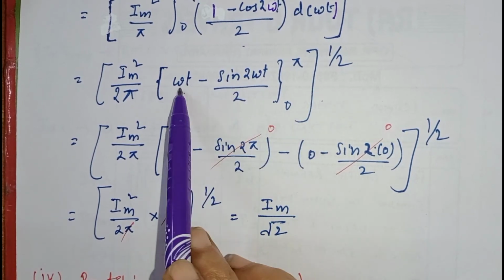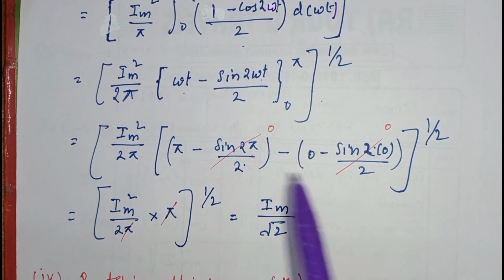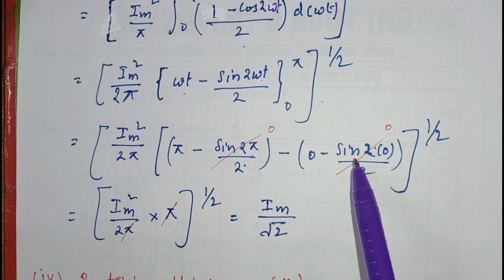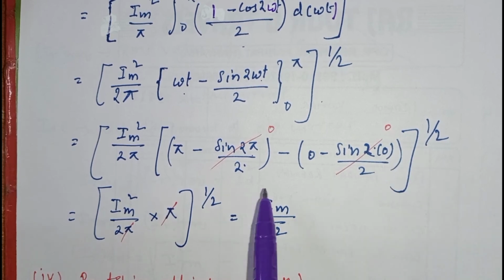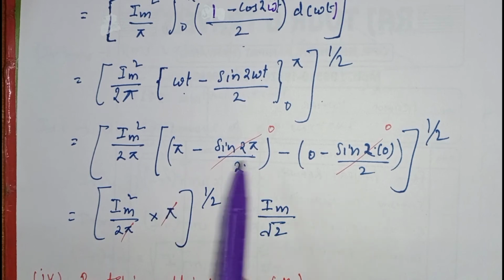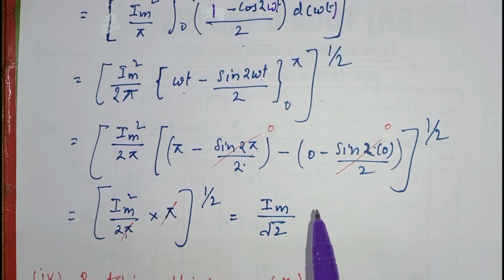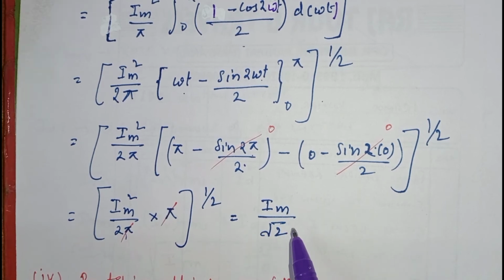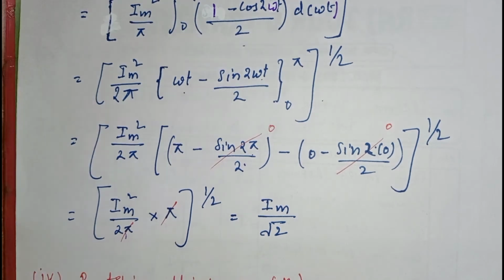Apply limits. As we know, the value of sine 2 pi is 0, so this term becomes 0, and this term also becomes 0 because the value of sine 0 is 0. So we will get only pi from here. This pi and pi cancel out. The final value of the RMS value of the current is equal to Im upon 2 under root 2.